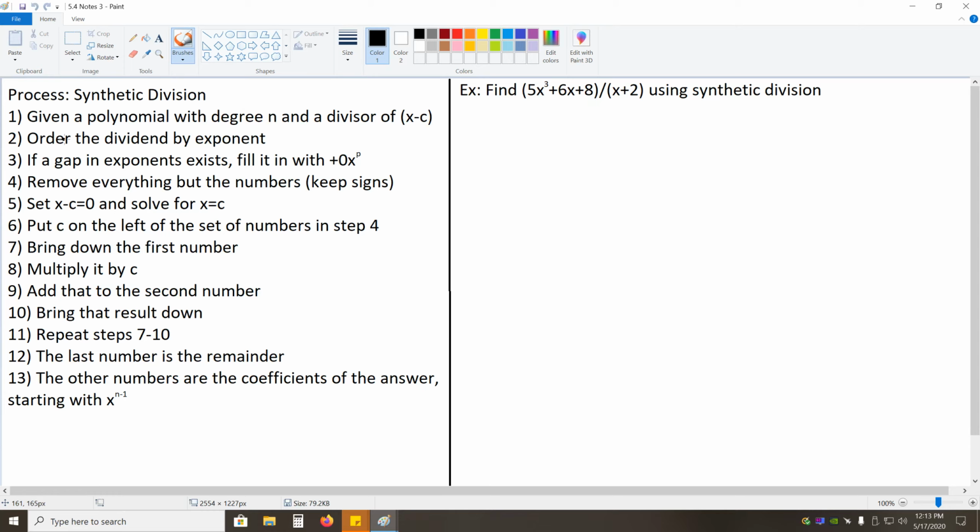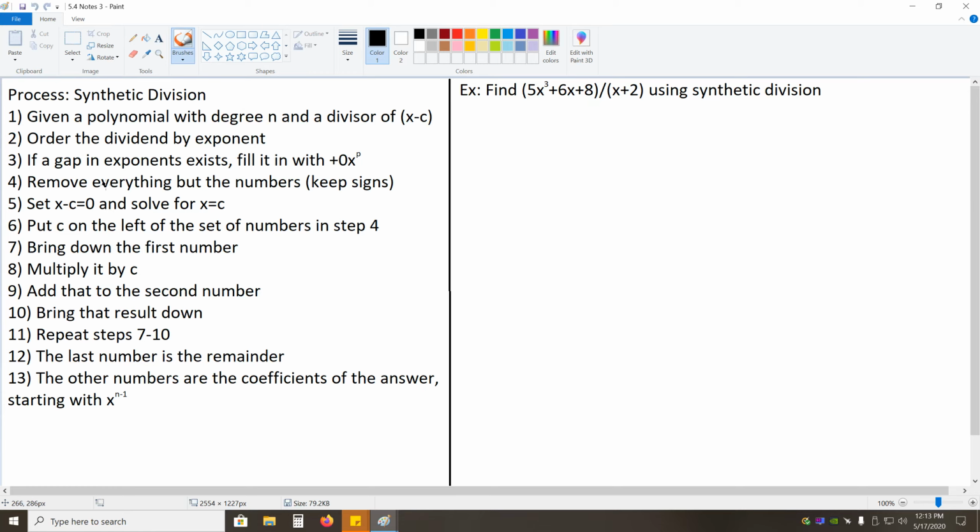We say that the first thing that you have to do is order the dividend by exponent. So you need to make sure that your terms are something like x cubed plus x squared plus x plus 1, for example. And then from there, we need to make sure that if any gap in the exponent exists, we fill it in with a plus 0x to that power. So for instance, if the problem goes from x cubed plus x, we're missing an x squared, we need to fill in a plus 0x squared. It seems odd, but it will actually throw off the process if we are missing those values. We need every single exponent.